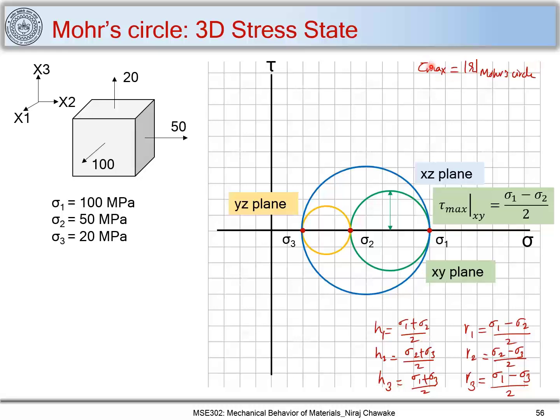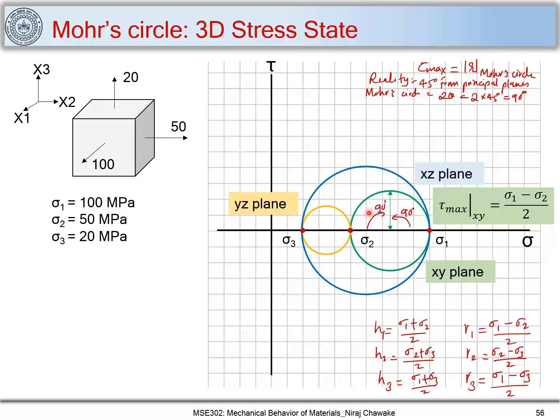And this tau max will be located, what will be its location? It will always be 45 degrees from the principal planes in reality. On the Mohr circle, it will be 2 theta, so 2 into 45, that is 90 degrees. You can check it. From sigma 1, it is 90 degrees, or from sigma 2, it is also 90 degrees.